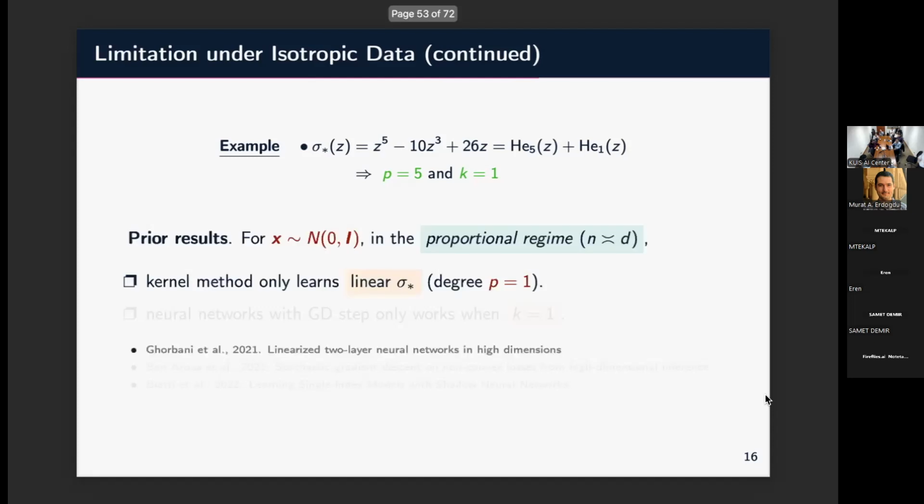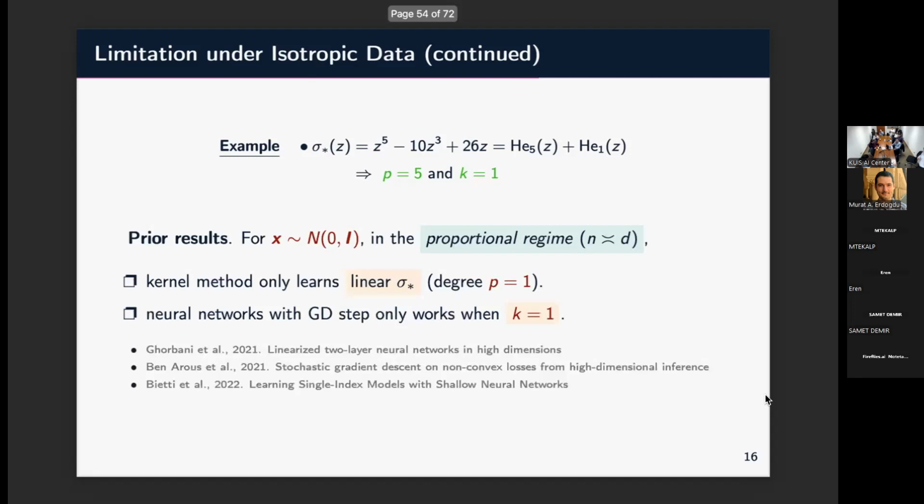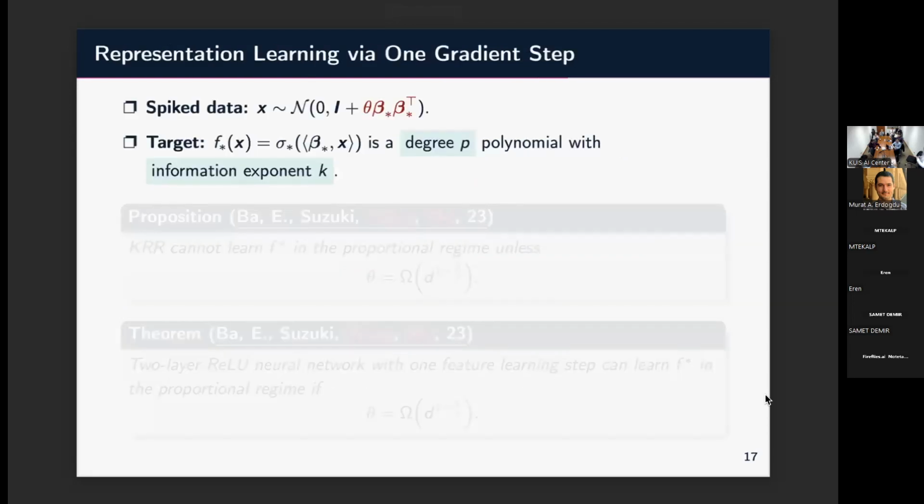With that, let's remember some results that we already talked about. If the input has identity covariance in the proportional regime, kernel methods can only learn linear functions, so p has to be 1. We already covered this. And it turns out there are existing results that neural networks with a gradient step can only learn functions with information exponent 1. So p and k can be 1 if there is no covariance, but if you add covariance structure, that actually changes quite a bit. So here is the result for that.